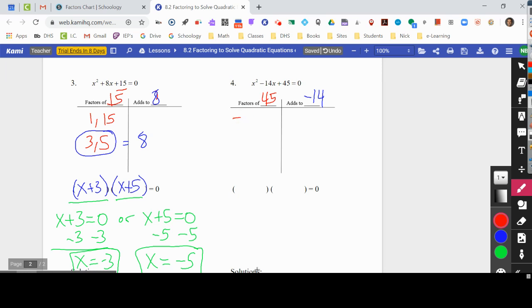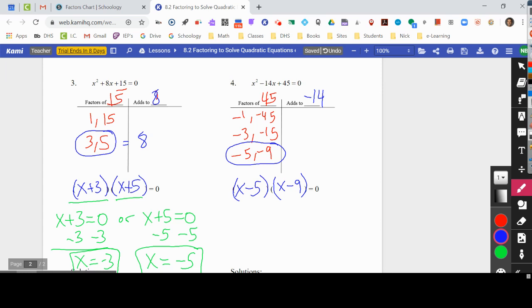All right, so we can have negative 1 with a negative 45. We can have a negative 3 with a negative 15. Or we can have a negative 5 with a negative 9. And again, these have to add up to negative 14, right? So the only pair that's going to do that for me is this negative 5 and that negative 9. So that means I have x minus 5 times x minus 9 equals 0.